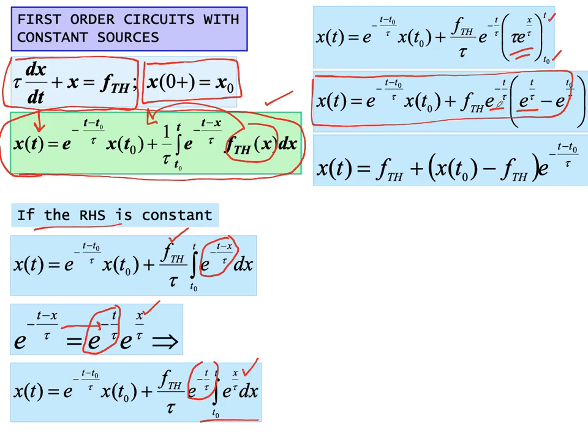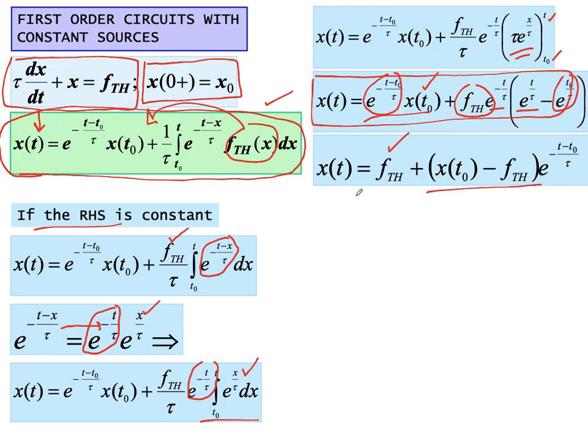So e raised to power 0 will be 1. So you will only be left with f Thevenin, which is representing the forcing function or the input voltage to the circuit. So this will be f Thevenin. This x t naught, which is the initial condition, will be multiplied by this factor as well. So you will end up with this expression after substitution.